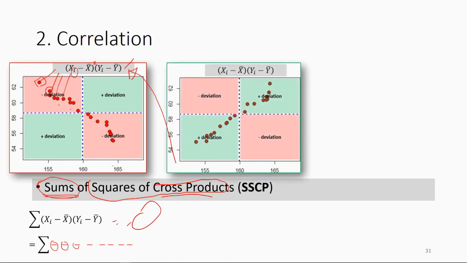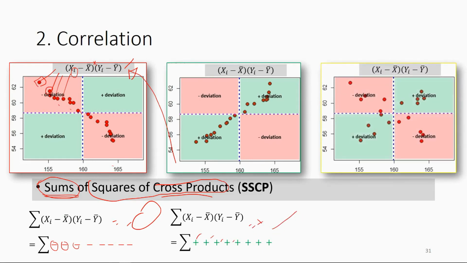Then the second one is the opposite. For this one, all the calculations for the cross products are positive. If you sum all the positive values, at the end of the day you get a positive value. And for this one, because some of them are negative and some of them are positive, if you sum them up, the values might cancel each other out. So you get either a negative or positive value, but the value will be much smaller, because it's not cumulative.